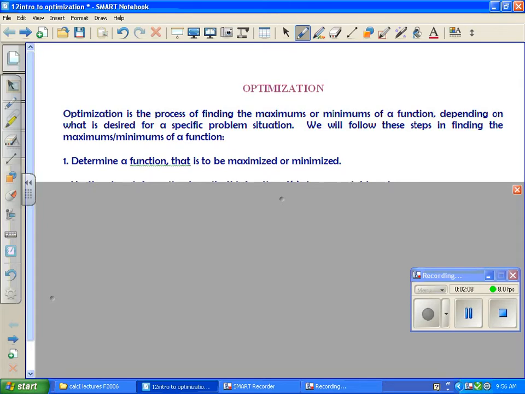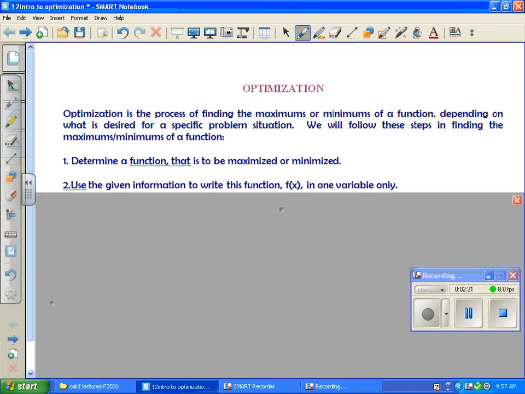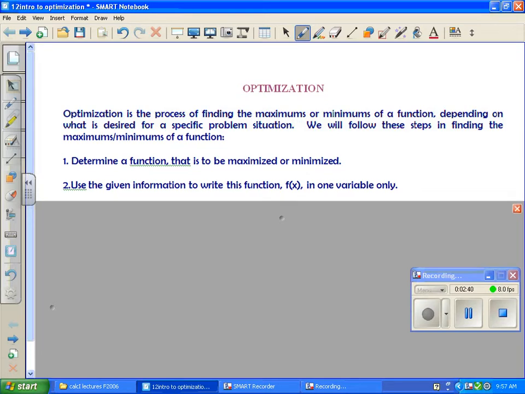First step is determine a function to be maximized or minimized. Read the question really carefully because they will tell me exactly what they want. If they want the maximum or the largest possible box, you're maximizing volume. If they want the least amount of material used, you're minimizing surface area. So read the question carefully. Usually they tell you exactly what they want. So write it down as a function. And then usually they give you enough information so that you can write that function in one variable only. So here you do a substitution. If there are two variables, get rid of one of them.